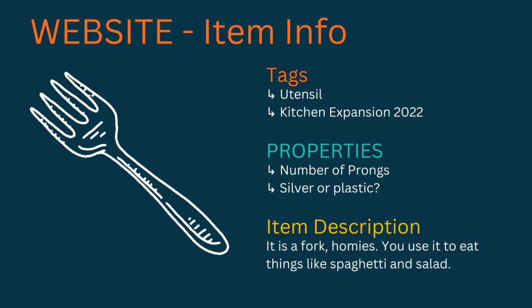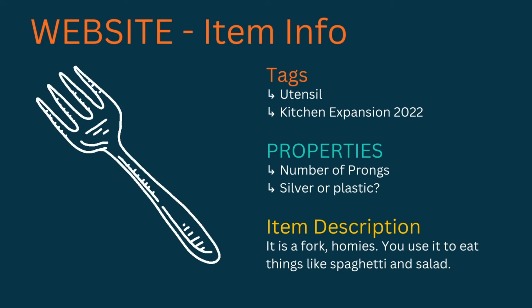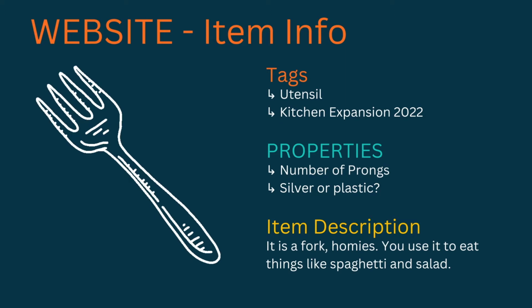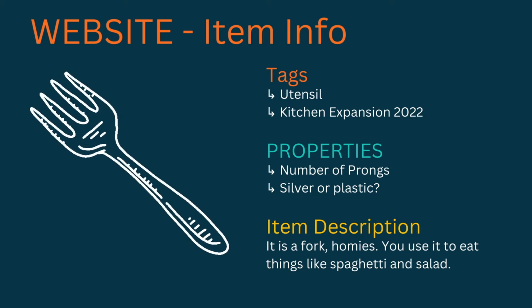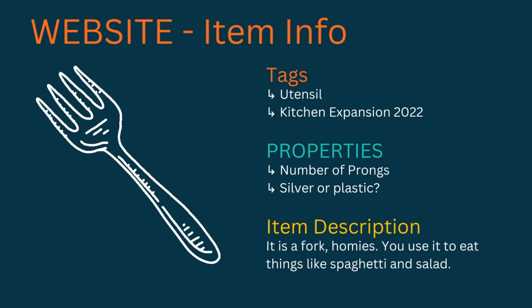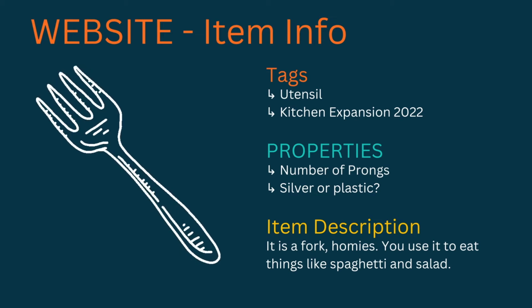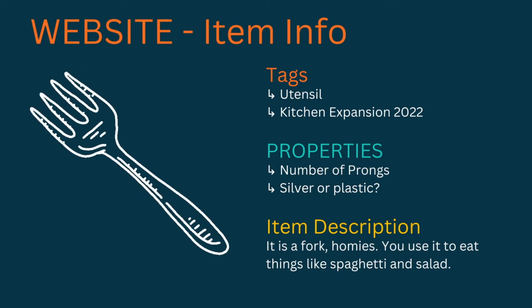So, what are properties and tags? For the sake of this training, let's say you're trying to list a fork. Tags for the fork may be something like utensil or kitchen expansion 2022 if it was an event item. These are just ways that you could categorize the item, such as whether it's from a set of other items, part of an event, other things like that.